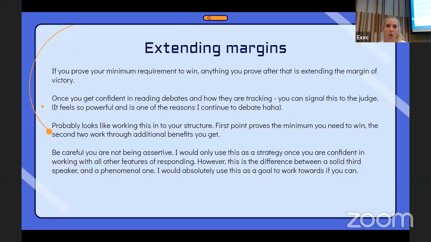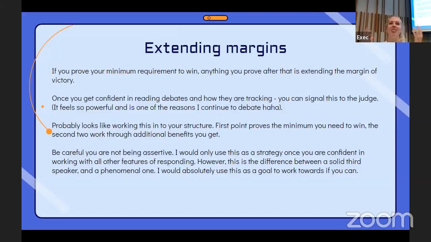Just another note on extending margins. This is especially helpful for those of you who want to go to joint and wipe the floor with Victoria teams, because I love doing that personally. Here's how to extend margins. If you prove your minimum requirement to win, anything that you prove after that is extending your margin of victory. So once you get confident in reading debates and how they are tracking, you can signal this to the judge. And it feels really powerful. And it's one of the reasons that I continue to debate.